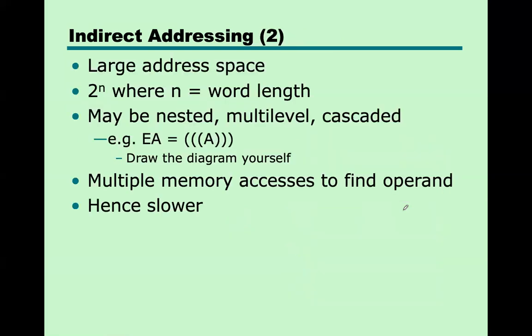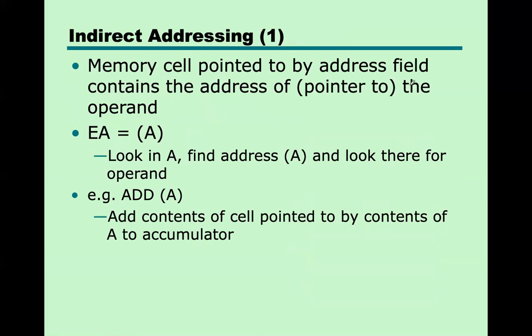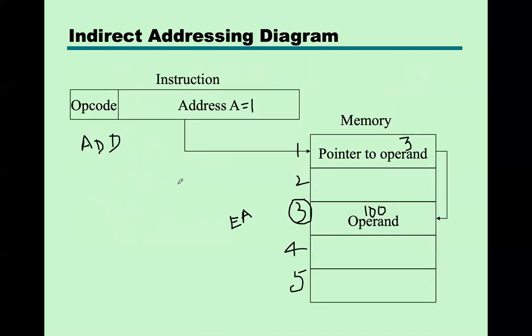Now we are coming to the theory part. The memory cell pointed to by the address field contains the address of the operand. What does effective address mean? EA is equal to the content of A. So look into A, find the address, and look there for the operand. See here, first of all, A is equal to 1. In brackets, the content of 1, what is the content of 1? It contains 3. So this is 3.